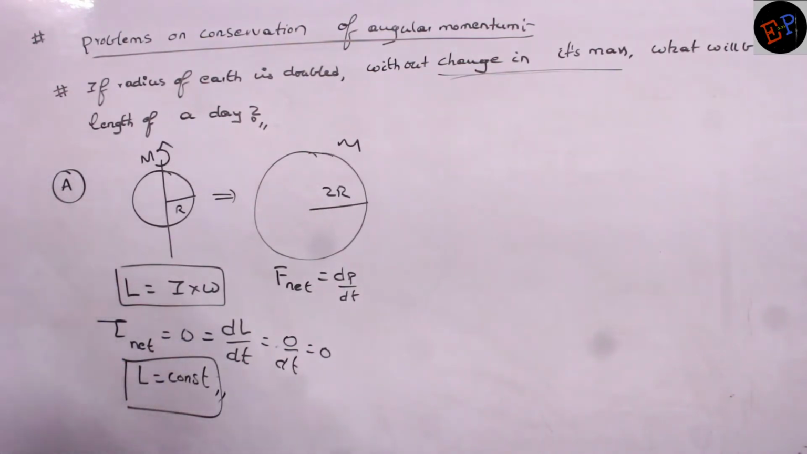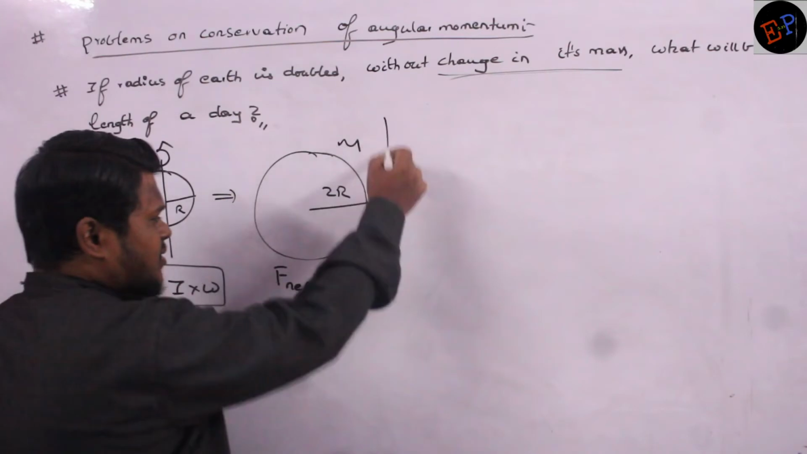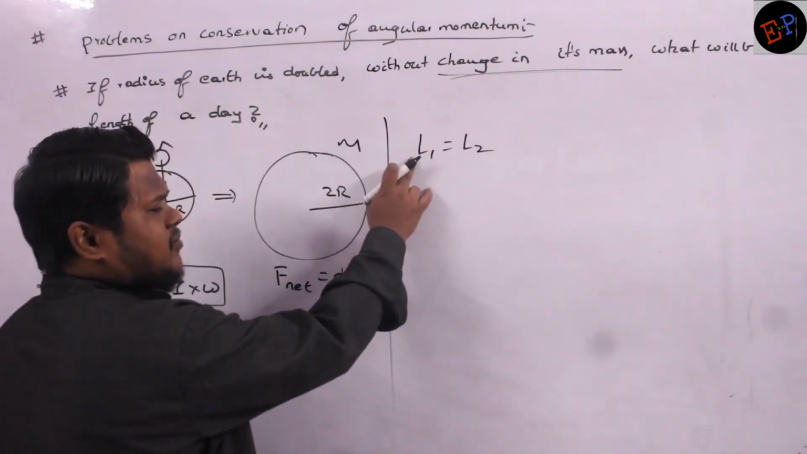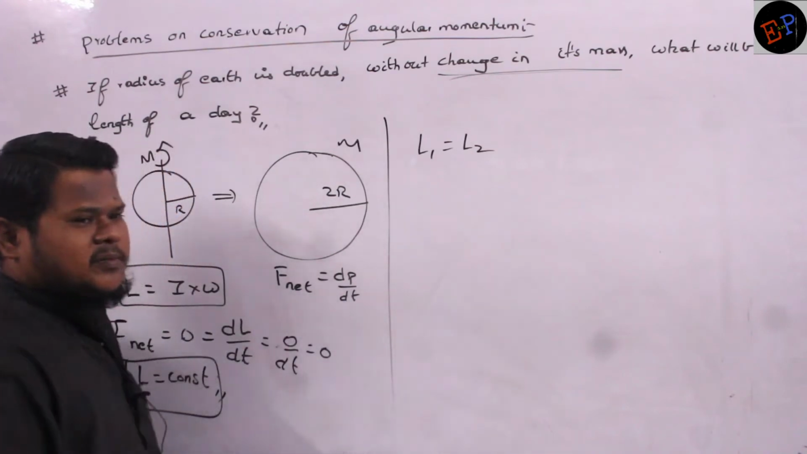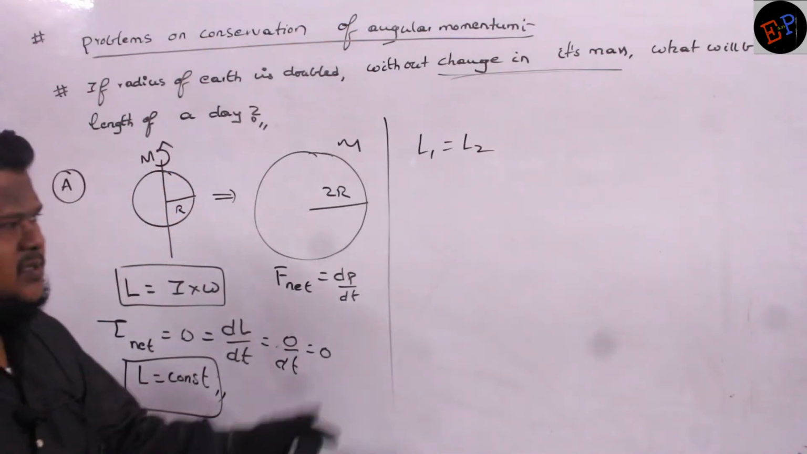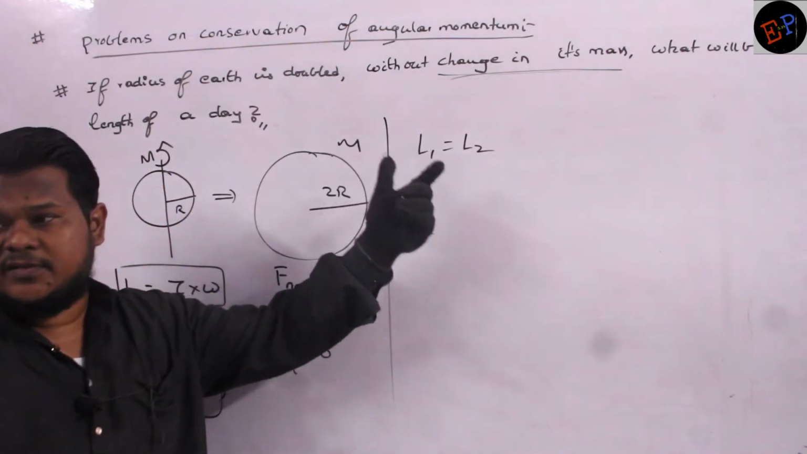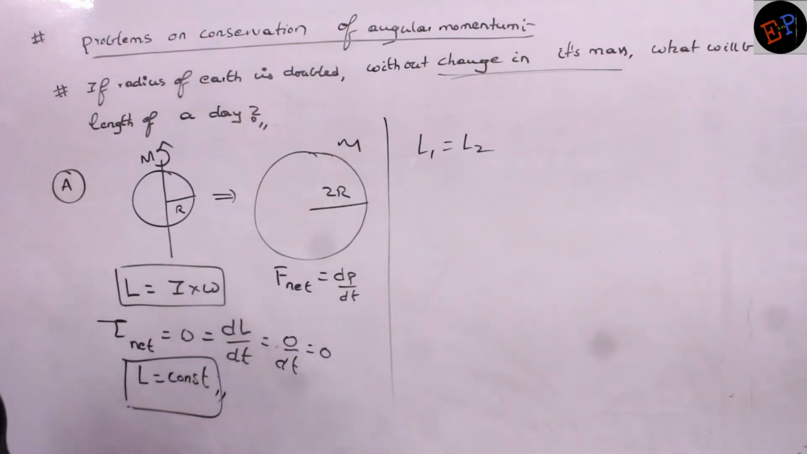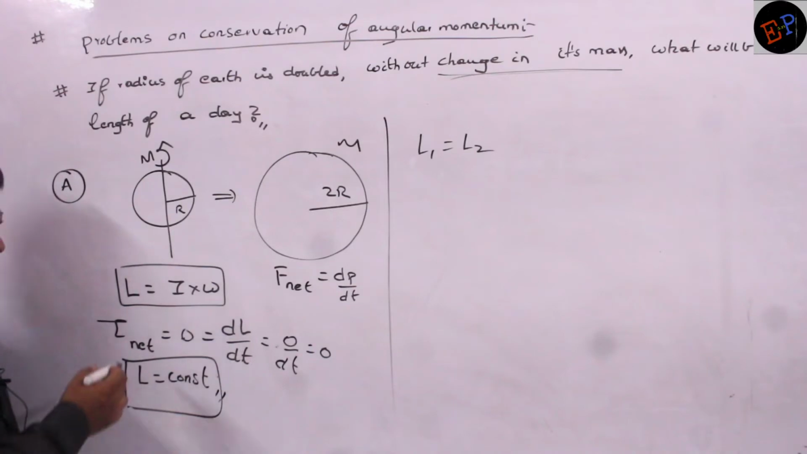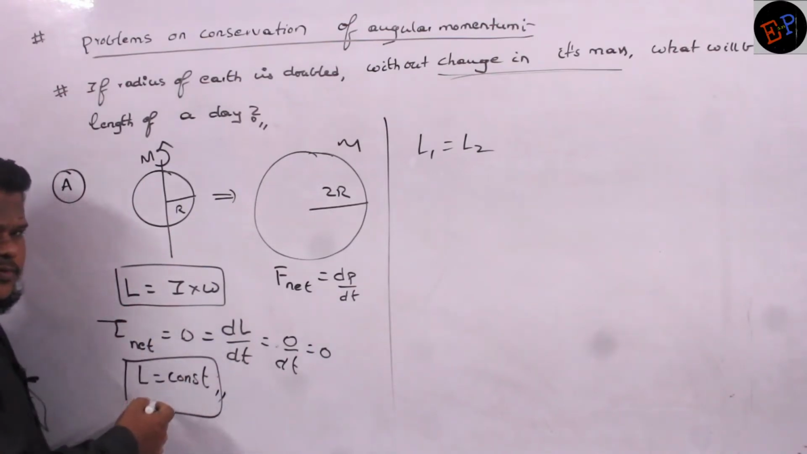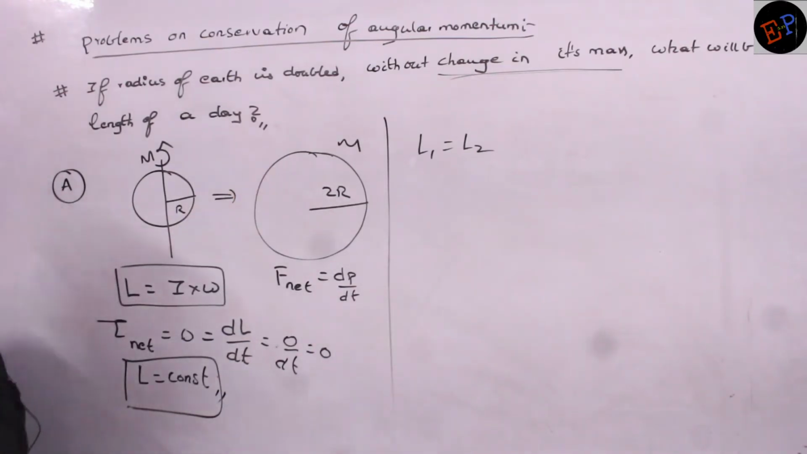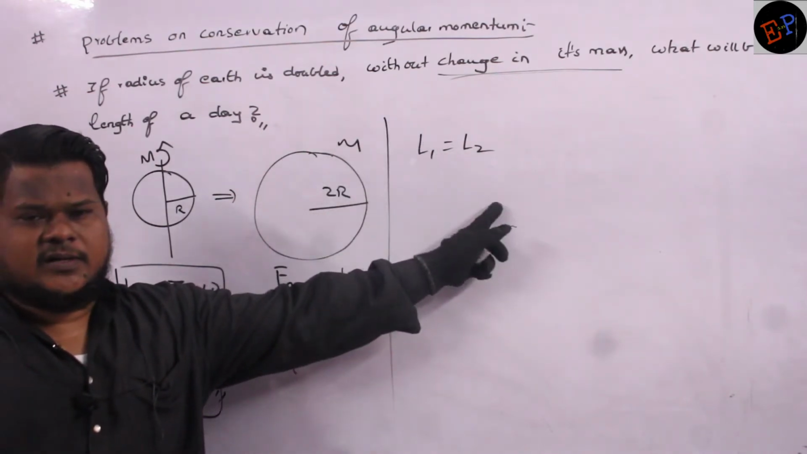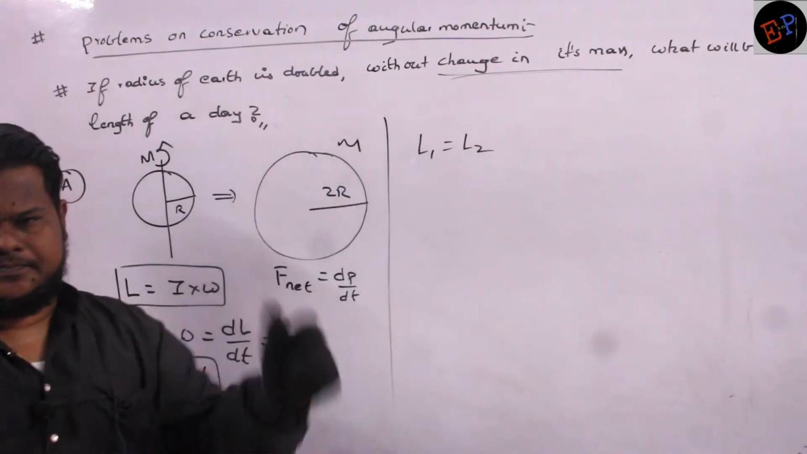So if L is a constant, then I can write L1 is equal to L2. Initial angular momentum and final angular momentum, they are same. This is exactly what is called the law of conservation of angular momentum. If net torque acting on a system is 0, total angular momentum always remains a constant. So initial angular momentum and final angular momentum are the same.